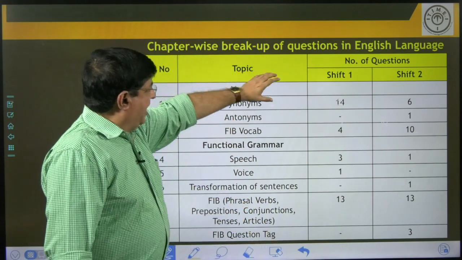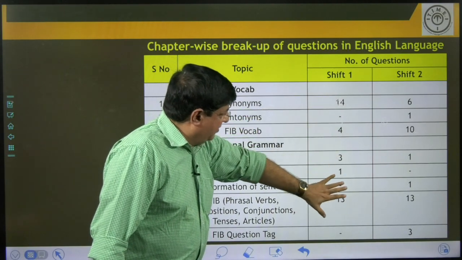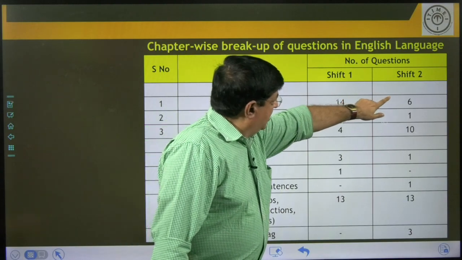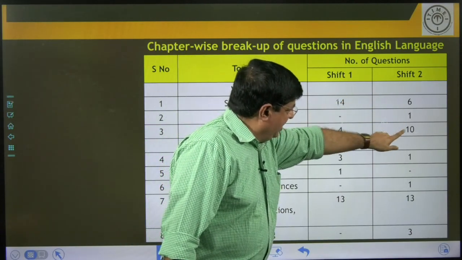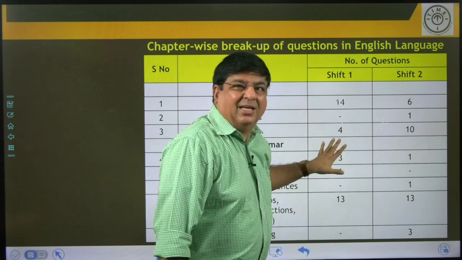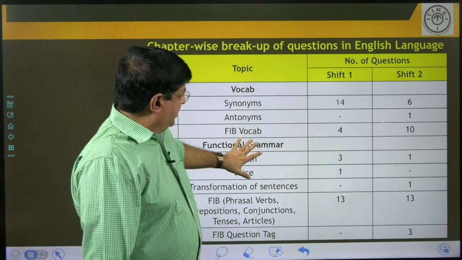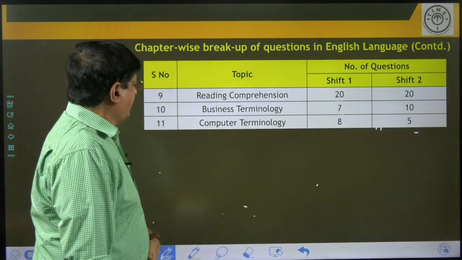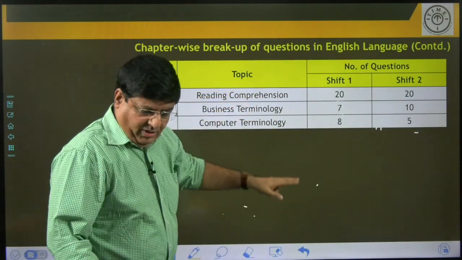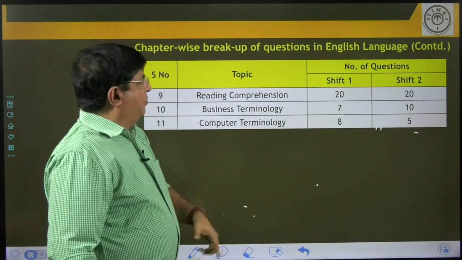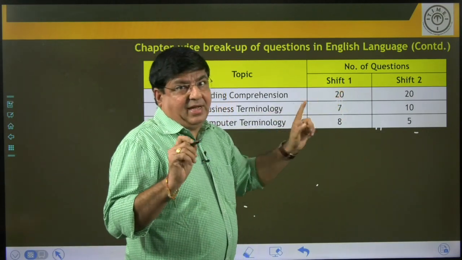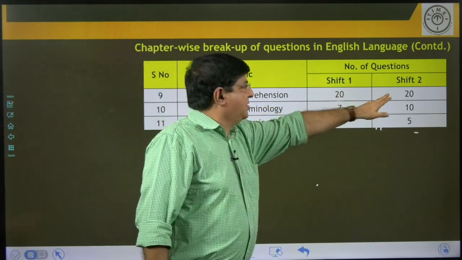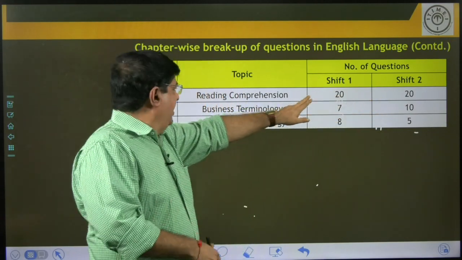So vocabulary 18, grammar 17, total 35. Here vocabulary 17, grammar 18, total 35. So vocabulary plus grammar put together, the number of questions is 35. Look at this. Reading comprehension 20 questions in both the shifts. This was slightly tougher. I will explain that again on the next slide. Reading comprehension 20 questions, shift 1 and shift 2, both the shifts 20 questions.